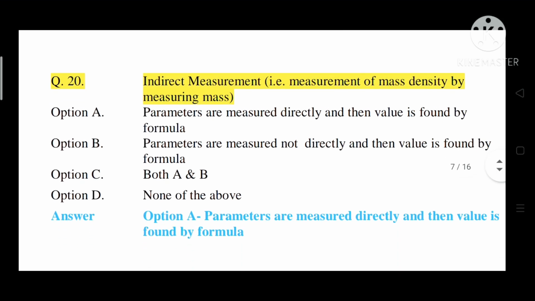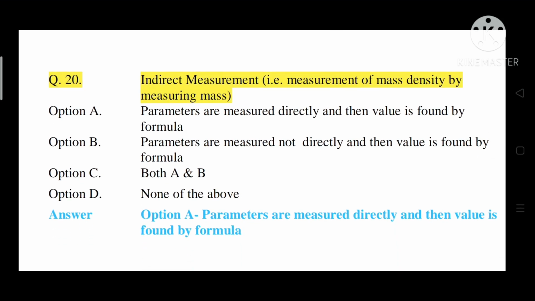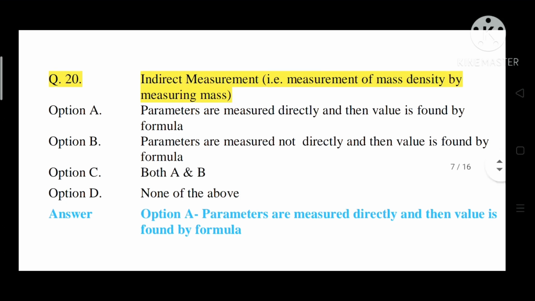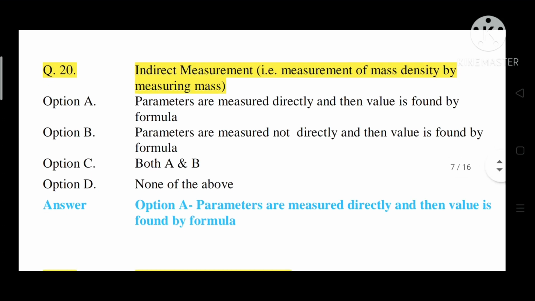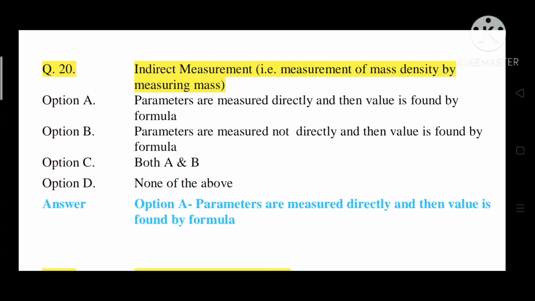Question number 20. What is indirect measurement? That is measurement of mass density by measuring mass. Options are: option A, parameters are measured directly and then value is found by formula. Option B, parameters are measured not directly and then value is found by formula. Option C, both A and B. Option D, none of the above. So the correct answer is option A, that is parameters are measured directly and then value is found by formula. That is called indirect measurement.